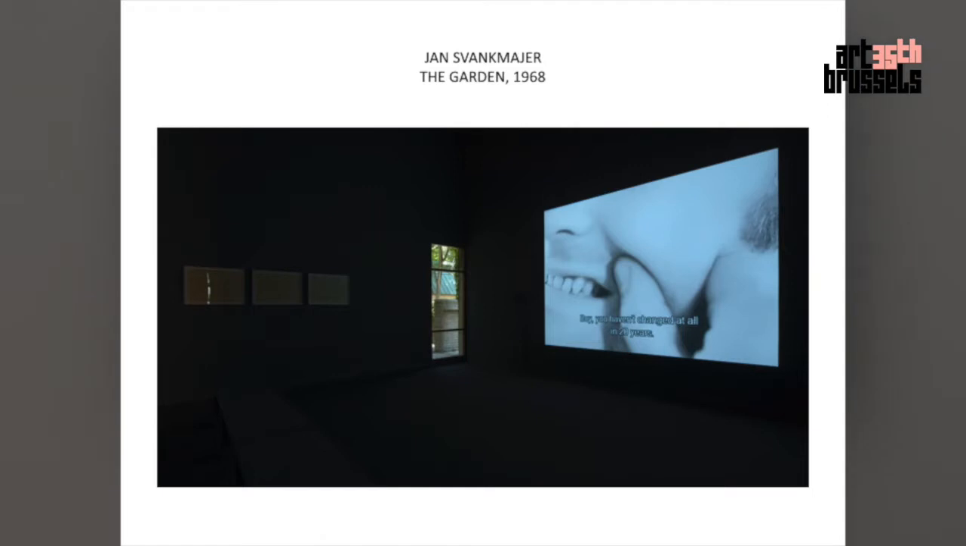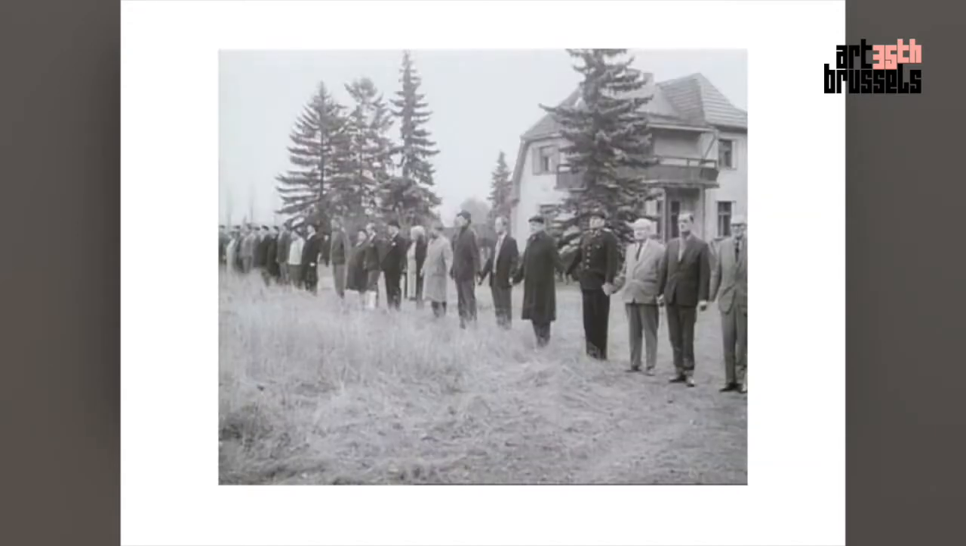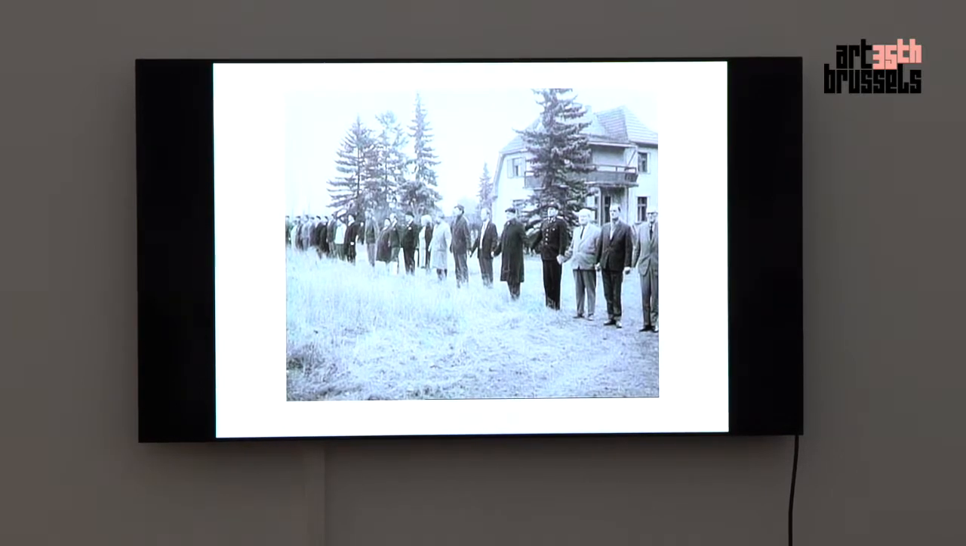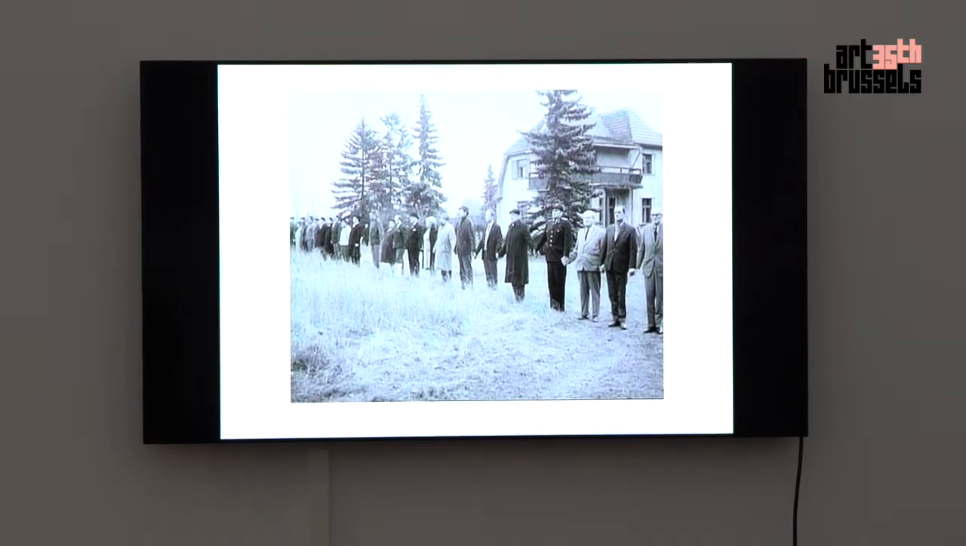This was the starting point of the pavilion. Jan Švankmajer, a very famous and historic, seminal experimental Czech filmmaker, in 1968 made a film called The Garden, a very brave film because he was censored and he wasn't allowed to make his work in Czechoslovakia. And it involves a rather surrealistic story in which two people, old friends.